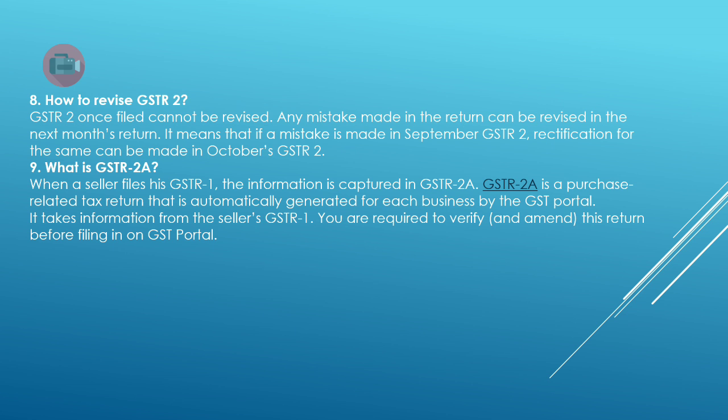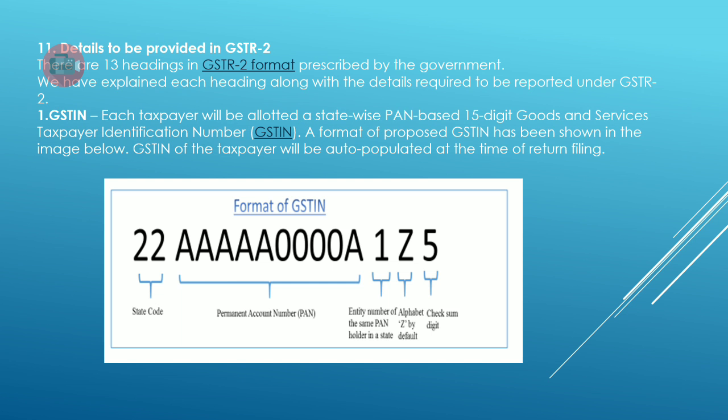What is GSTR 2A? When a seller files his GSTR 1, the information is captured in GSTR 2A. GSTR 2A is a purchase-related tax return that is automatically generated for each business by the GST portal. It takes information from the seller's GSTR 1. You are required to verify and amend this return before filing on the GST portal.